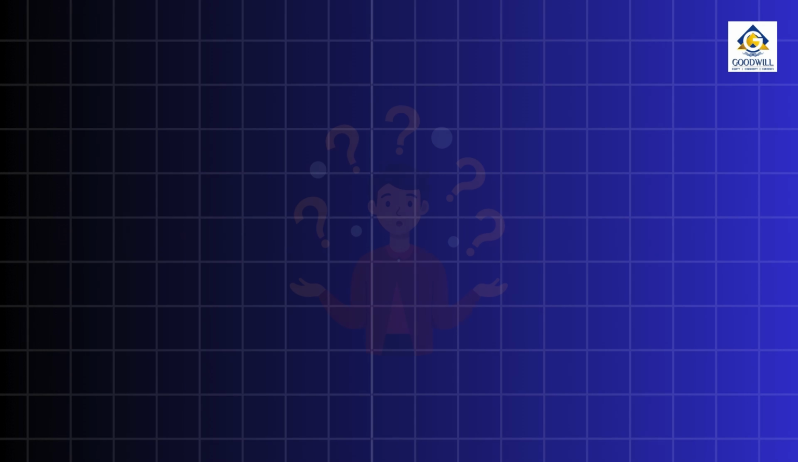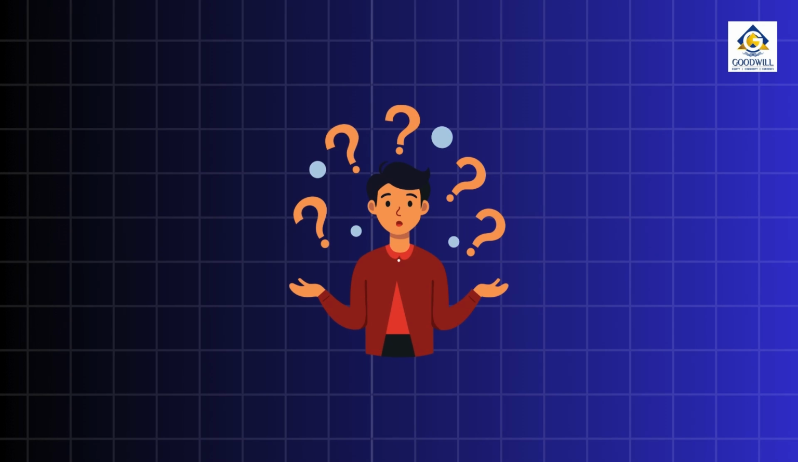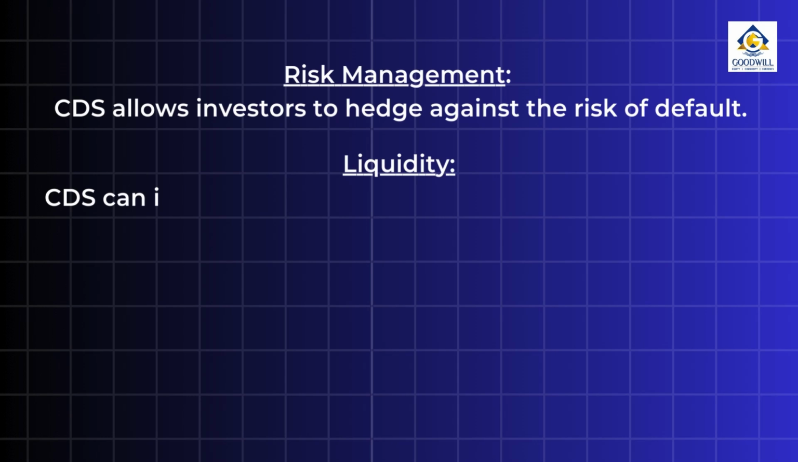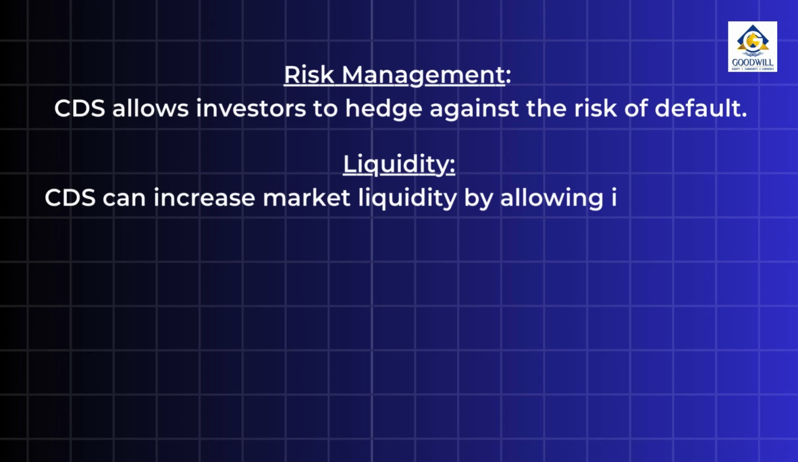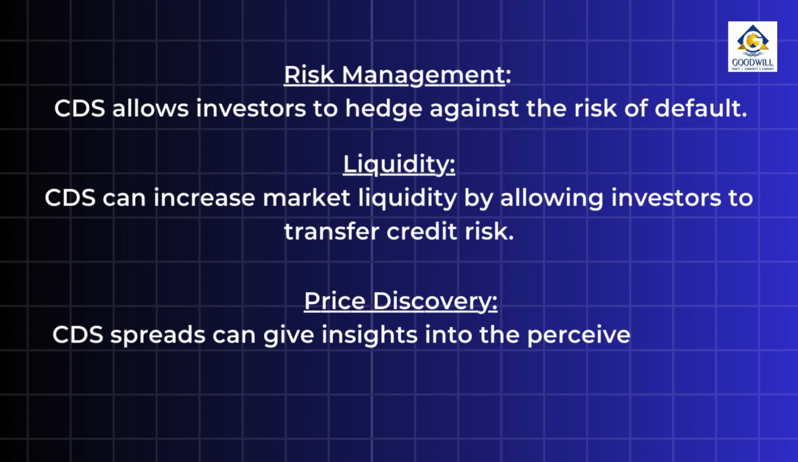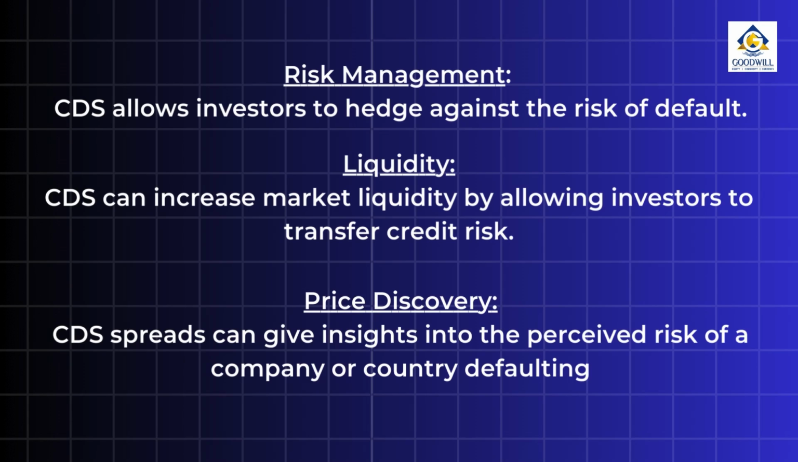So why would investors use a CDS? Here are some key benefits. Risk management: CDS allows investors to hedge against the risk of default. Liquidity: CDS can increase market liquidity by allowing investors to transfer credit risk. Price discovery: CDS spreads can give insights into the perceived risk of a company or country defaulting.